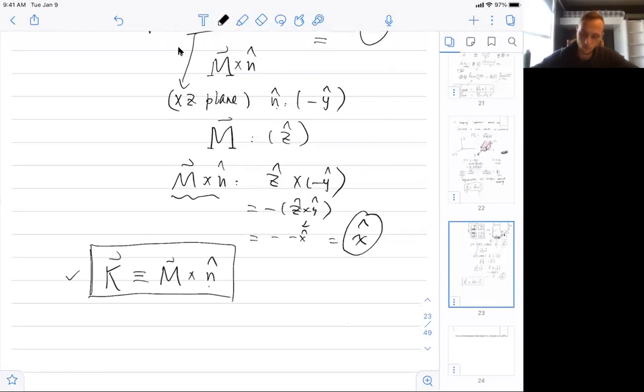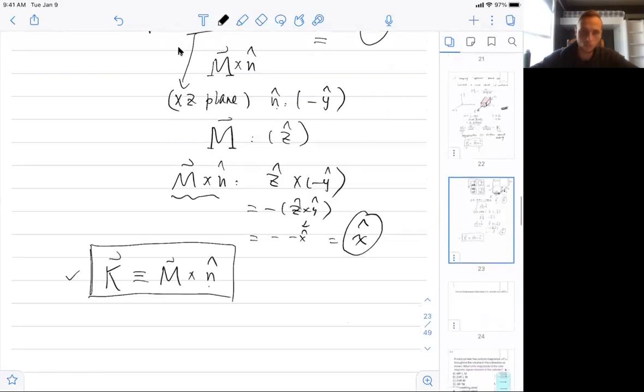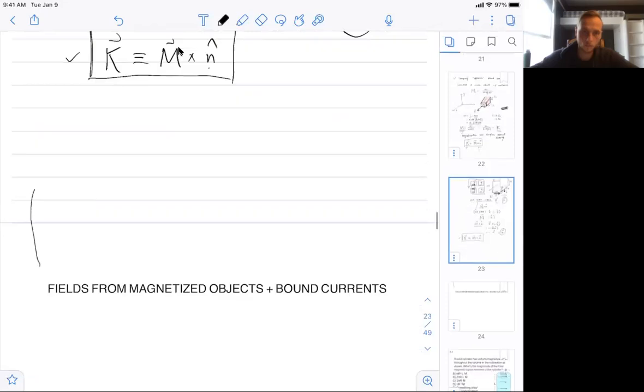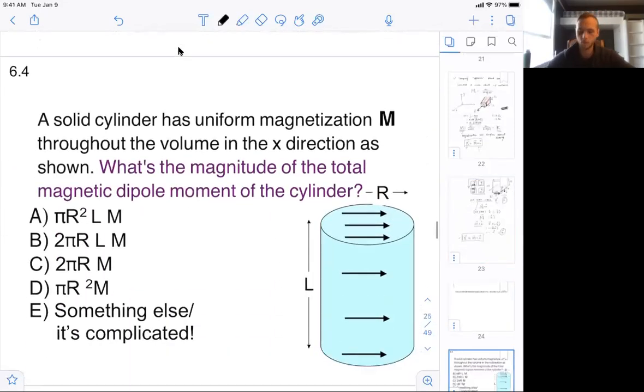Okay, all right, so that's a lot of derivation. Hopefully now we are ready to answer some questions. First question is regarding the definition of magnetization. Here I'm showing you a solid cylinder with a uniform magnetization M throughout this entire volume. What is the magnitude of the total magnetic dipole moment? For this one, I believe we don't really need to discuss, so I will go ahead and open up the poll for you.